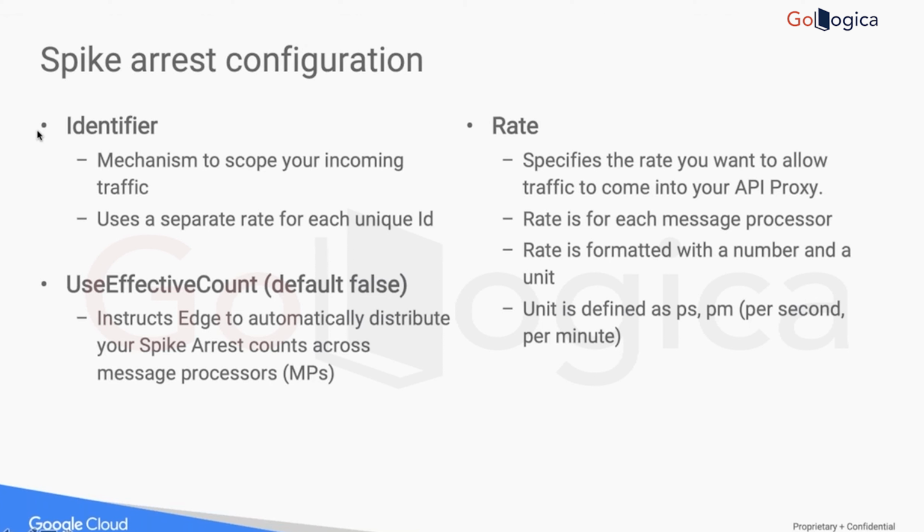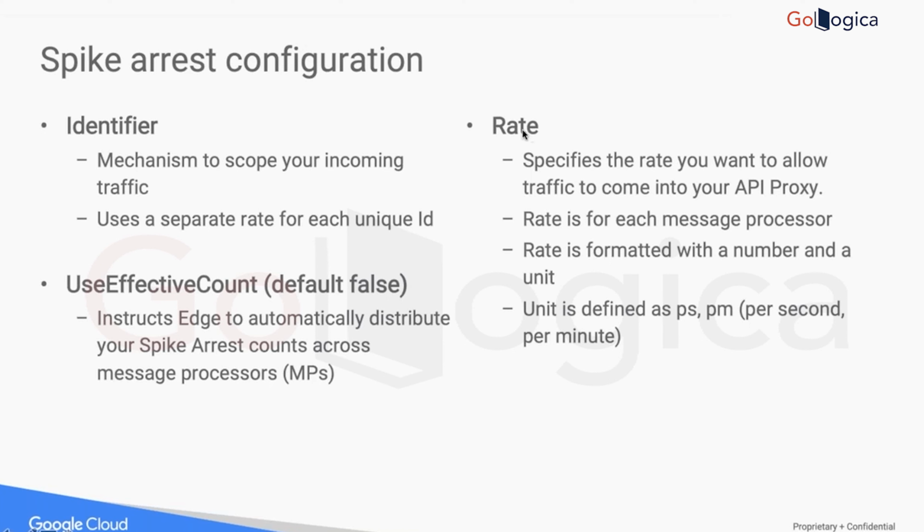So in the spike arrest policy, you have to configure these three things. One is your identifier. The identifier can be like a user agent, or a client ID, any kind of identifier based on your business requirement. Identifier is an optional attribute, so we might or might not provide it. We sometimes do it on the whole proxy level, so we don't provide anything for the identifier.